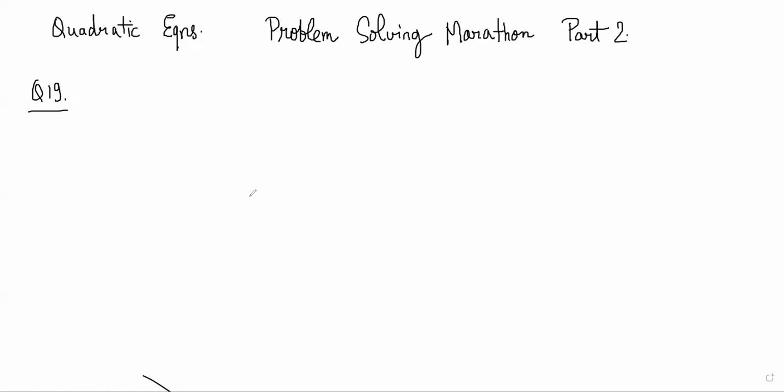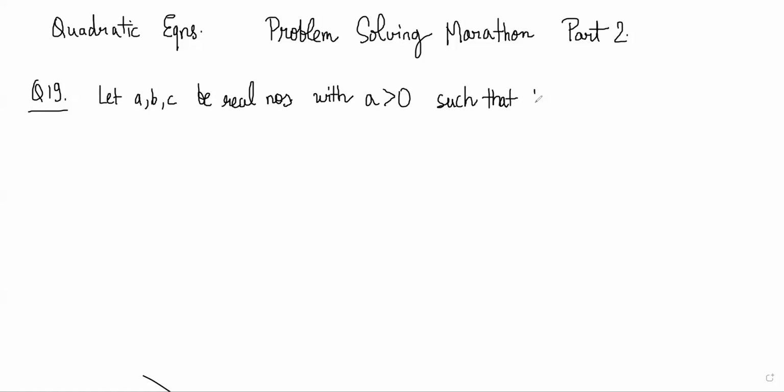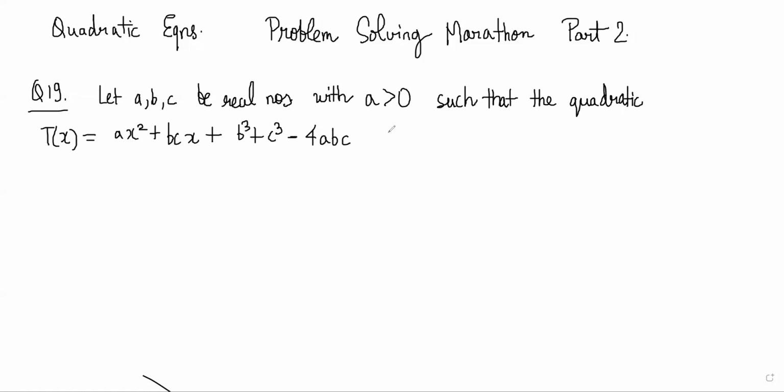So let's start with this particular problem. Let a, b, c be real numbers with a greater than 0 such that the quadratic t of x is equal to ax square plus bcx plus bq plus cq minus 4abc has non-real zeros. This quadratic basically has non-real roots.